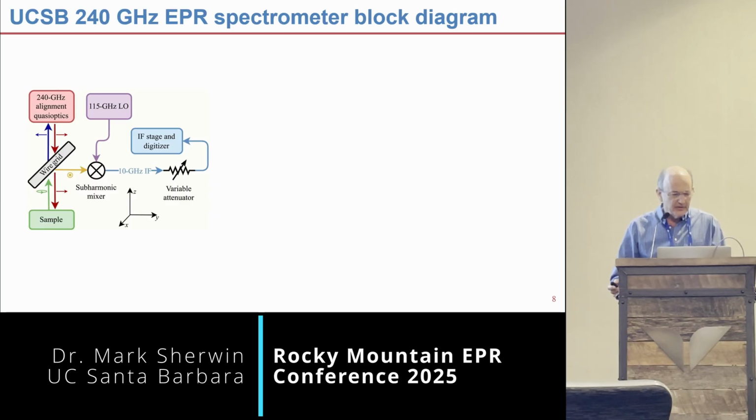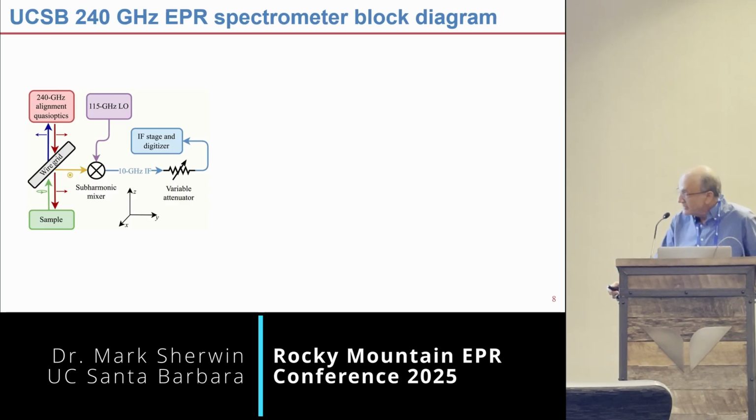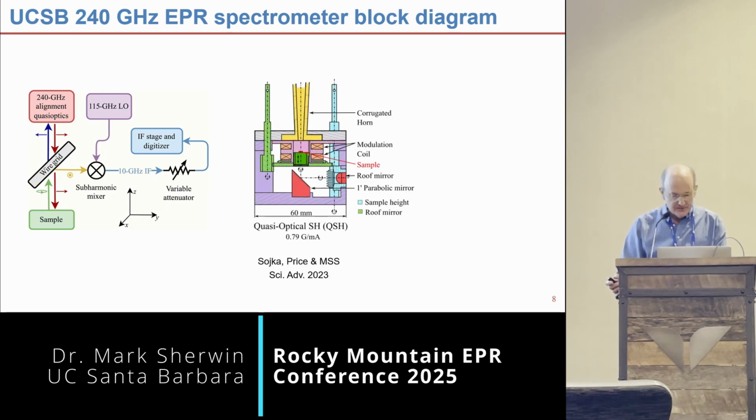Our spectrometer, here's a block diagram. It's a 240 gigahertz, 8.6 Tesla spectrometer. This is the 240 gigahertz source, which goes through a wire grid polarizer. The radiation that interacts with the sample is circularly polarized. Half of that gets reflected in so-called induction mode and then goes to a subharmonic mixer and digitizer.